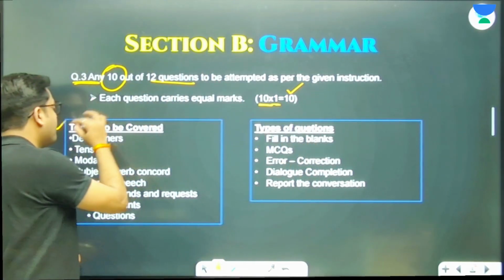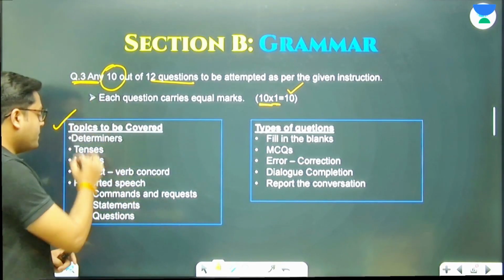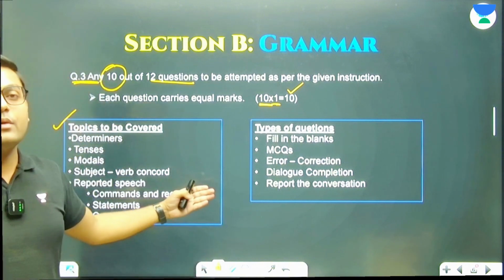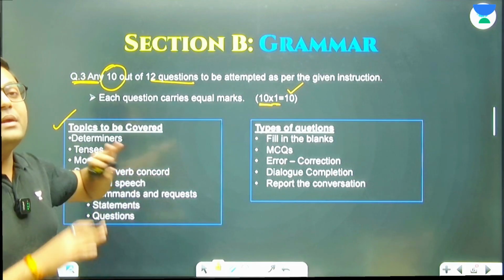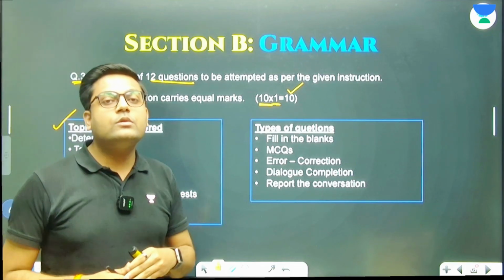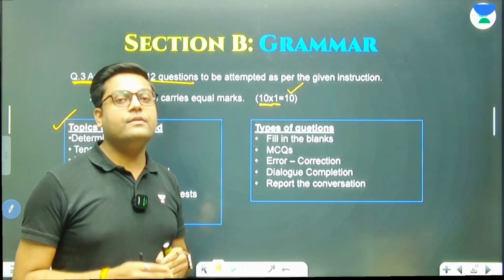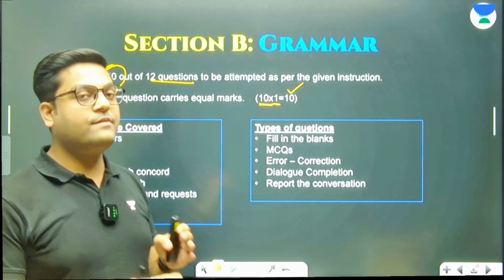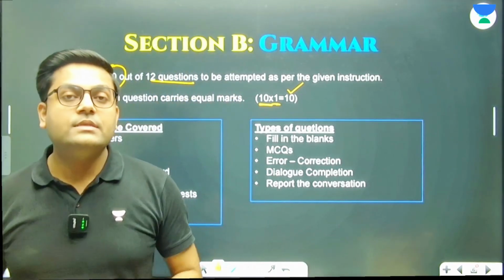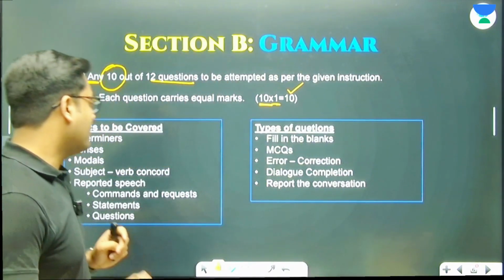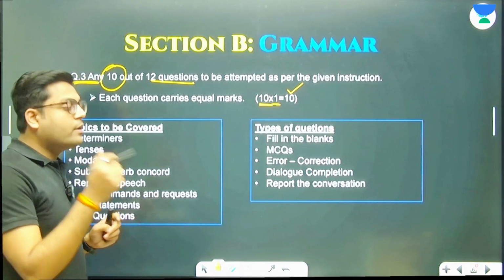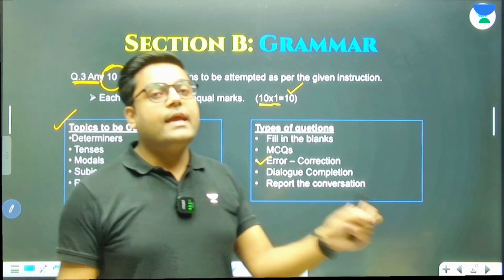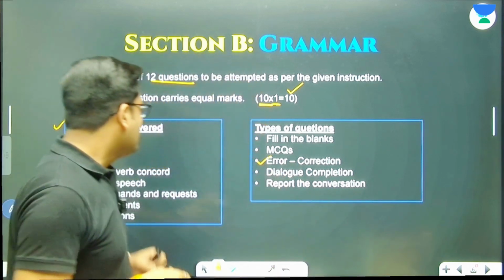As we all know, for the grammar section, we need to cover particular topics such as determiners, tense, modals, subject-verb concord, as well as reported speech. But that's not it. Apart from it, you need to cover the entire syllabus of English grammar that includes parts of speech, starting with nouns, pronouns, adjectives, adverbs, verbs, as well as prepositions, conjunctions, and interjections. Because when we talk about error spotting or error correction type questions, the error could be in any part of speech, right? Let us have an example.